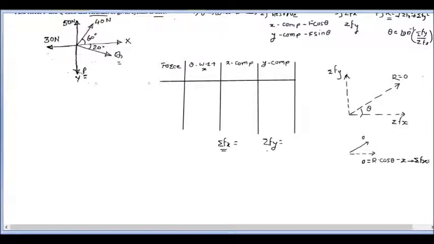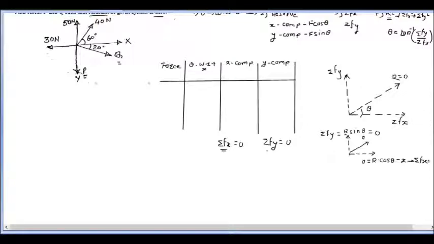It means that the summation of Fx will be equal to 0. In a similar way, the y component of this resultant will be equal to R sine of whatever angle is given, and we know the magnitude of this resultant is given as 0. It means this total term will come to 0, so now we can put summation of Fy equal to 0.